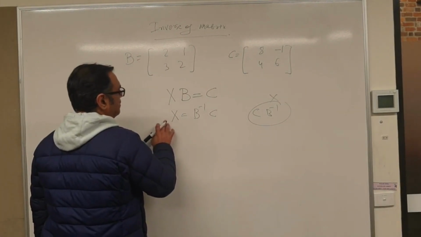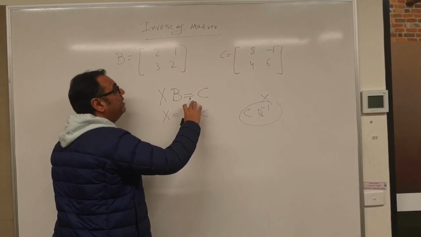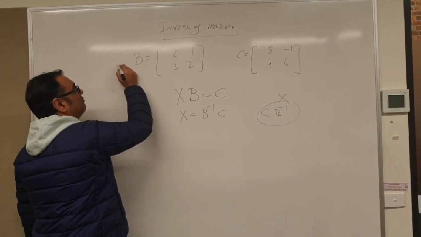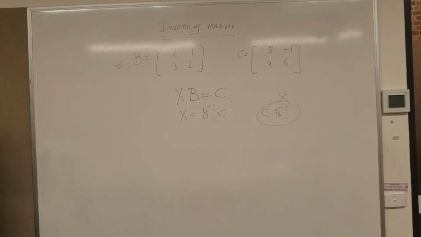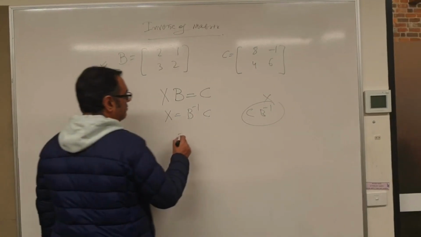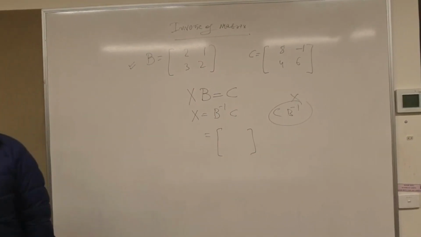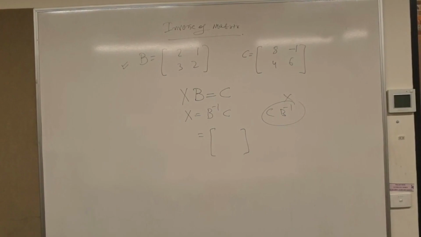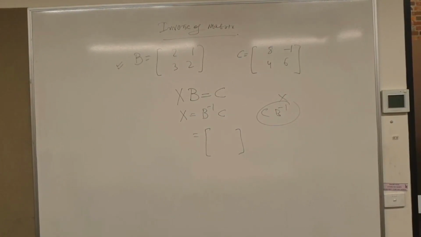Now the next step is to find the inverse of B. Now you've understood how you find the inverse. Can you find the inverse of B for me, please, quickly? All the steps that you've just learned, and then we will write the inverse here. Quick, find me the inverse of B. Okay, what's the inverse of B?